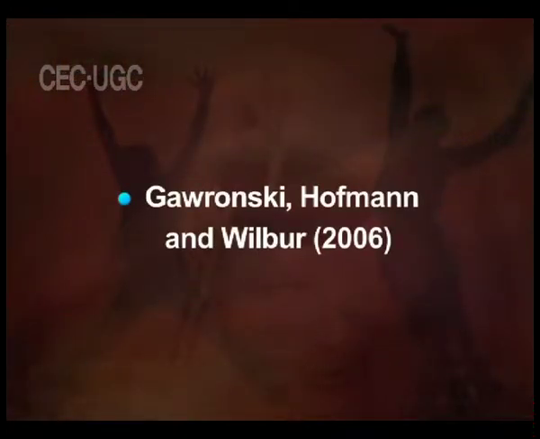Gawronski, Hofmann and Wilbur in 2006 proposed 3 aspects of implicit attitudes which are measured through current indirect measures. These are source awareness, people's awareness of the origin of a particular attitude; content awareness, people's awareness of the attitude itself rather than simply its origin; and impact awareness, the influence this attitude has on other psychological processes. That is, one may have awareness of both the attitude and its source, but the attitude may still have influences on thought or behavior beyond one's awareness.